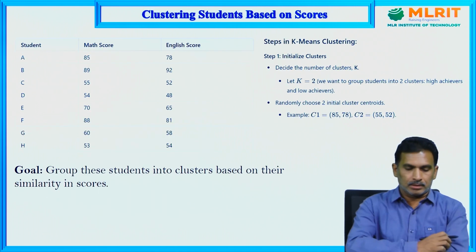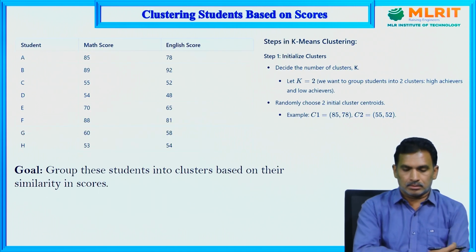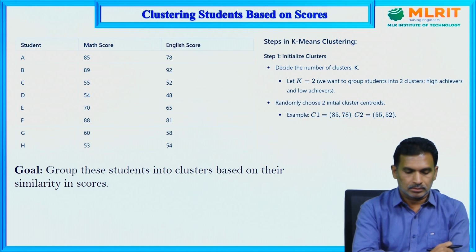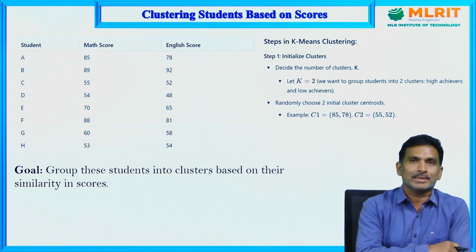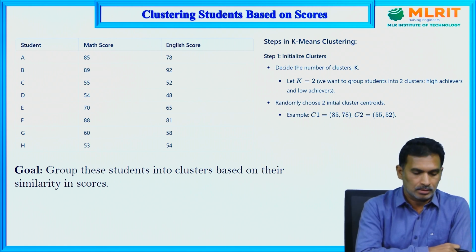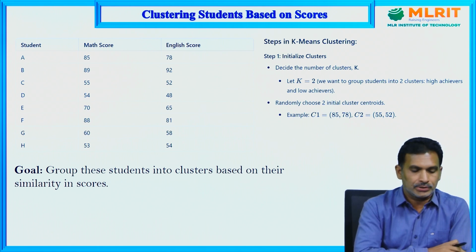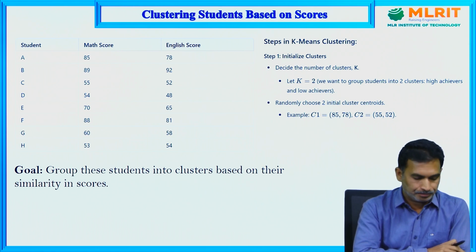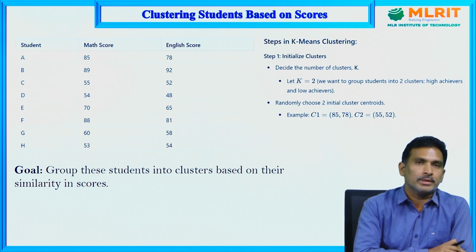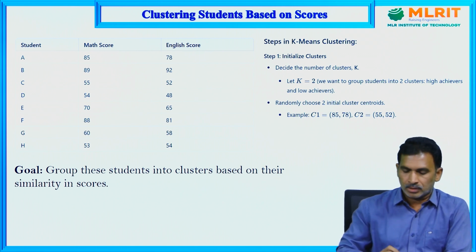For example, let us take the student scores. How can we do clustering based on their scores? This is a sample data we have: students A to H, and the two subject scores, maths and English. Our goal here is to group these students into clusters based on their similarity in the scores.